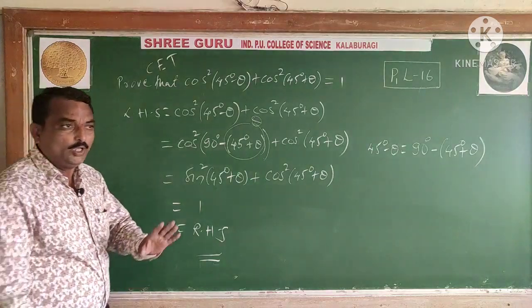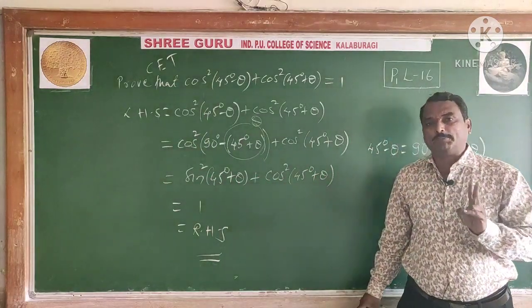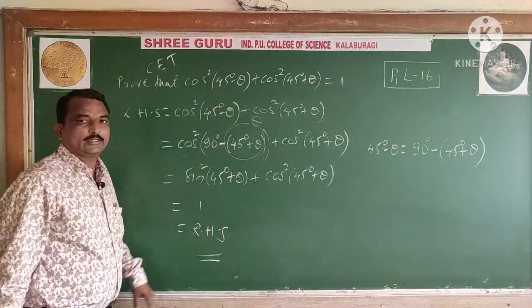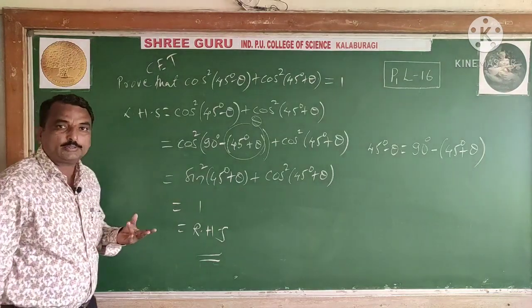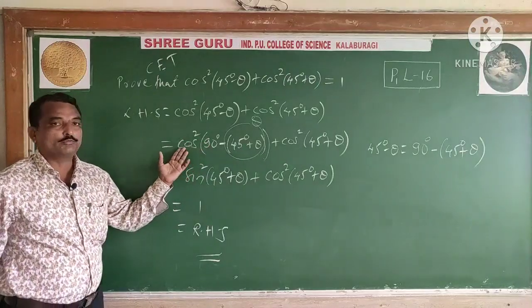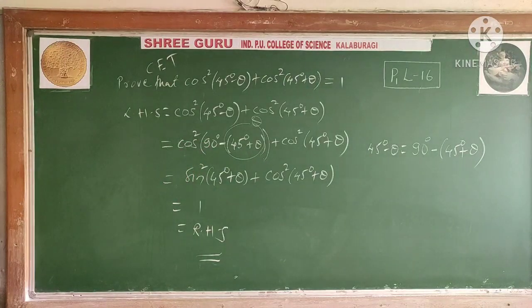Many times the first type of examples are asked. In the CET examination, in the trigonometry portion, one to two examples will be asked on this trigonometry chapter. From the first PUC syllabus, 15 to 16 questions come from the index, so 1 to 2 questions will be from the trigonometric functions. So this is the second example.